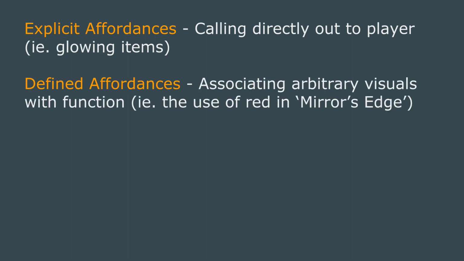Defined affordances are attributes that the designers give to the environment which don't really make sense within the context of the real world, and they do feel somewhat arbitrary. And so the example that I cited was, for anyone who's played Mirror's Edge, you know that anything that you can grapple on or interact with, you can shimmy along, anything that's going to help you move through the environment is red, and they don't use red anywhere else in the environment. So red as a color is directly linked to utility.